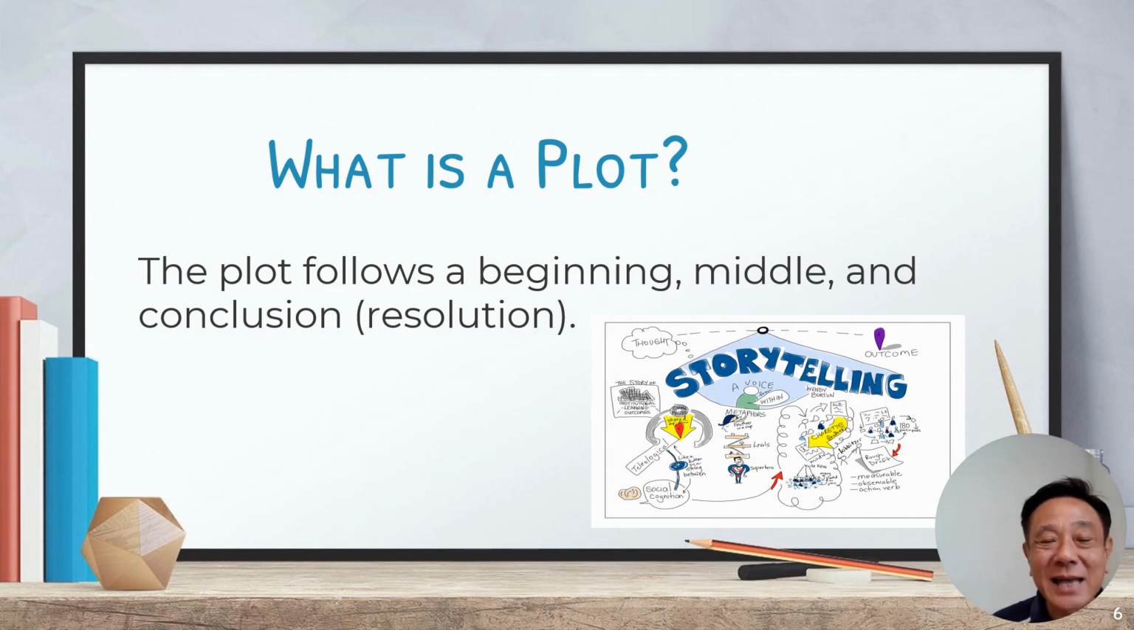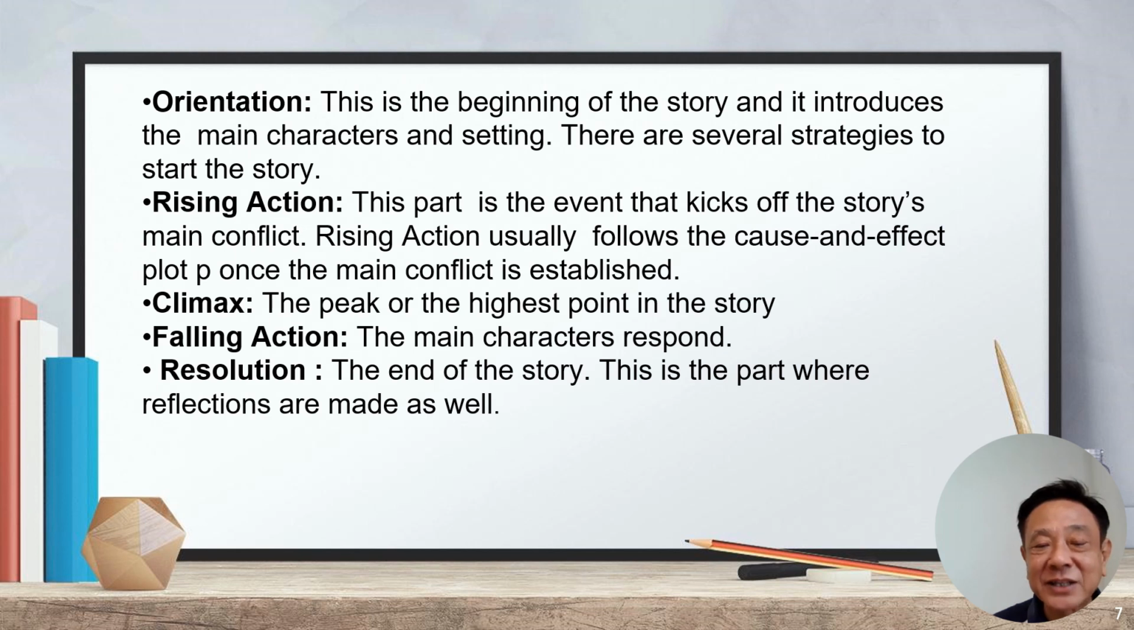And so the plot has a beginning, which is also known as the orientation, a middle, as well as the conclusion, which is also known as the resolution. Now, an effective story always has an orientation, which is the beginning or the start of the story. In this introduction or orientation, the story writer introduces the main characters in the story and the setting. In order to engage and hook the interest of the reader, we can actually have various strategies to start the story.